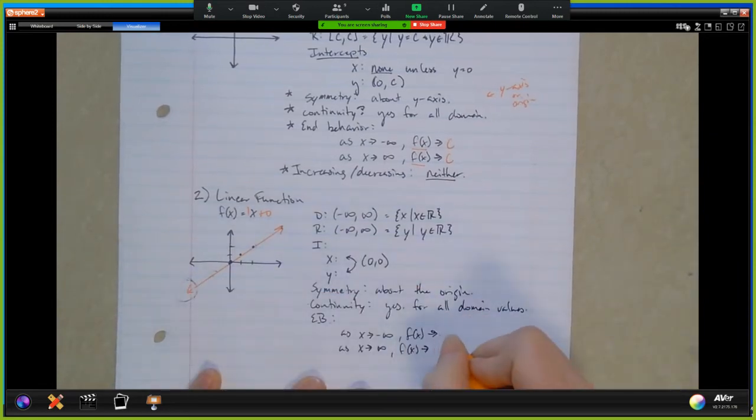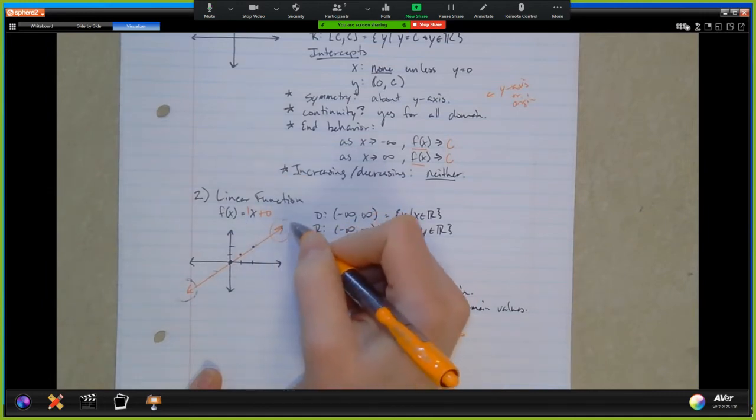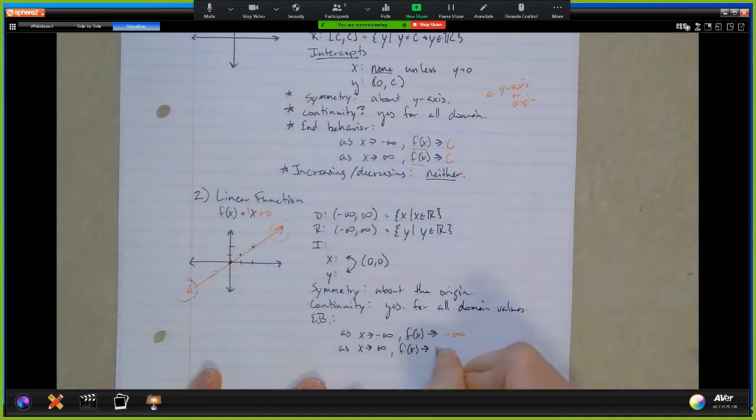Our y values go towards negative infinity, and that's going to be the same idea as x goes to infinity. That other arrow tells us that our y values go towards positive infinity. Okay.